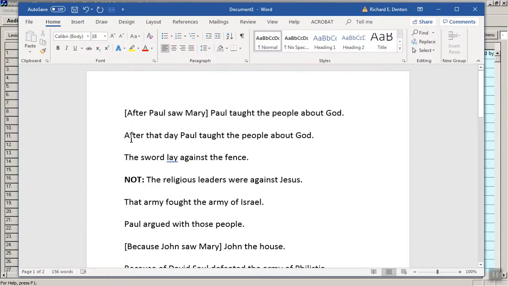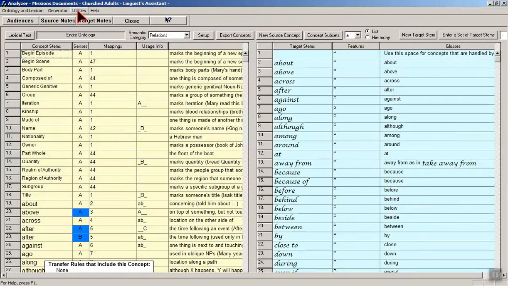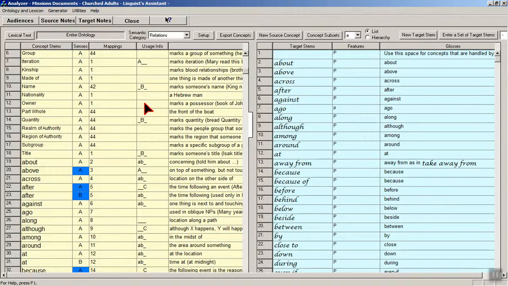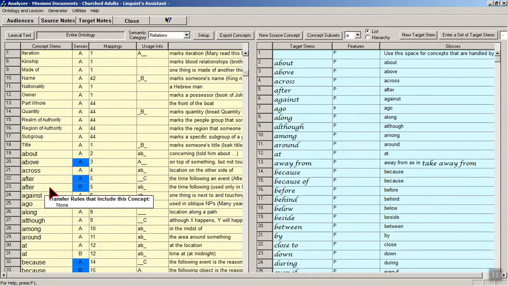In the second example, you have the form of after that modifies a noun. After that day, Paul taught the people about God. So let's switch back to the program. And I'm going to point out something here that shows you have to be careful. When you see source concepts in the ontology here, they might not mean what you think they mean.